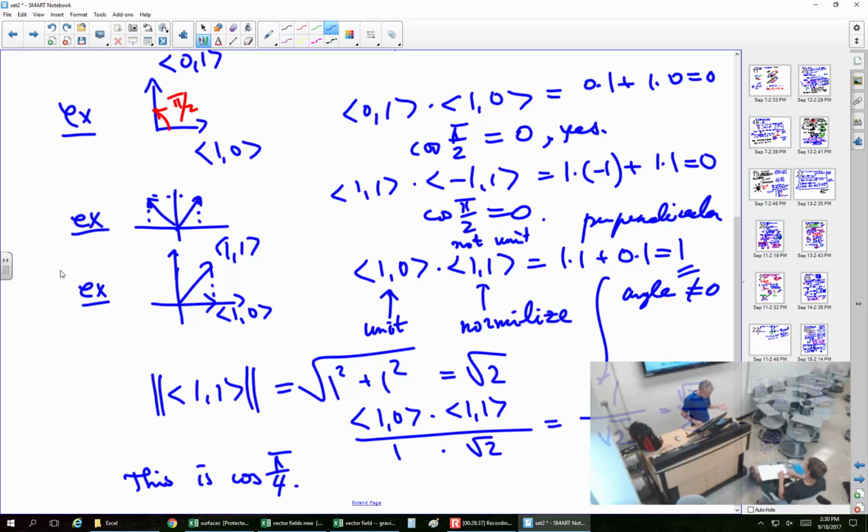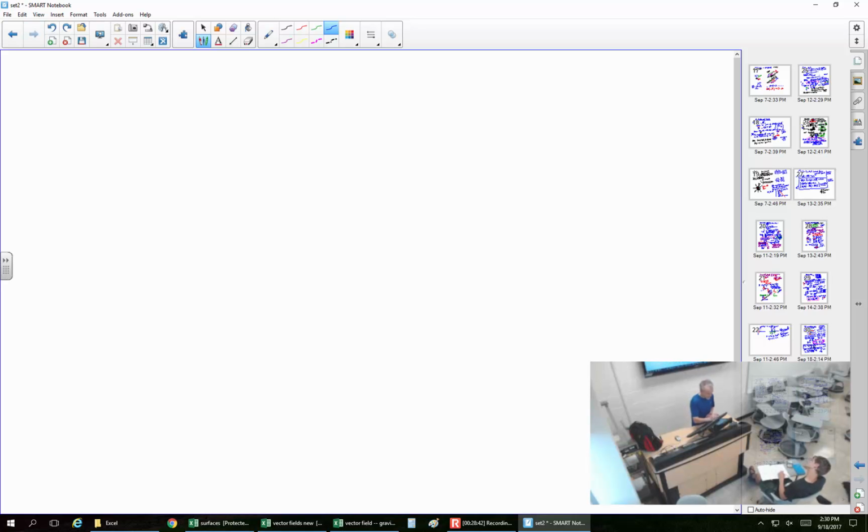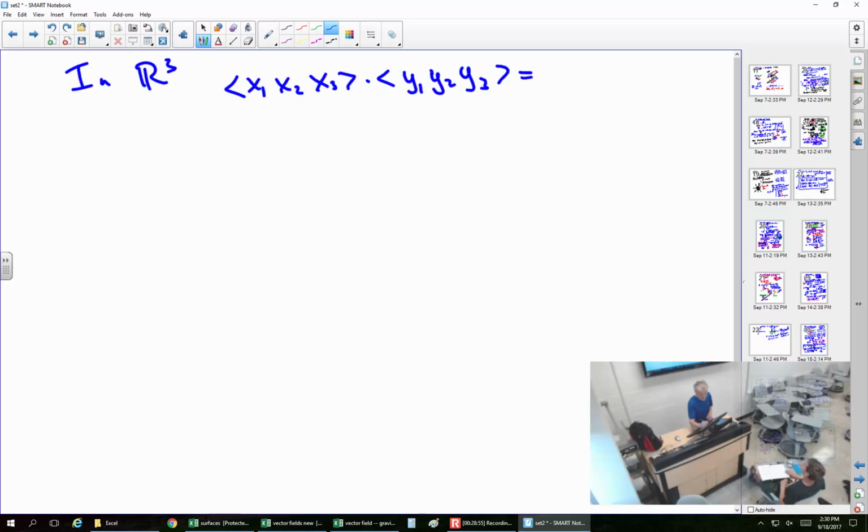So let me just state for completeness' sake: in R3, x1, x2, x3 dot y1, y2, y3 is x1 y1 plus x2 y2 plus x3 y3. So component-wise multiplication, and that is your number. And it is less obvious now that all the angles still apply. So this is a three-dimensional case.